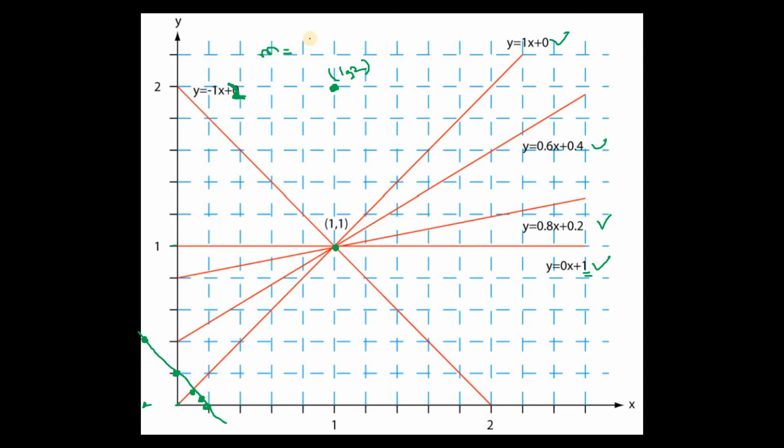Slope is basically, what does it mean? How do you know this is a 1 slope and this is a 0.6 slope or 0.4? It is basically the change in y divided by the change in x. So slope you can find out yourself when you draw a line.